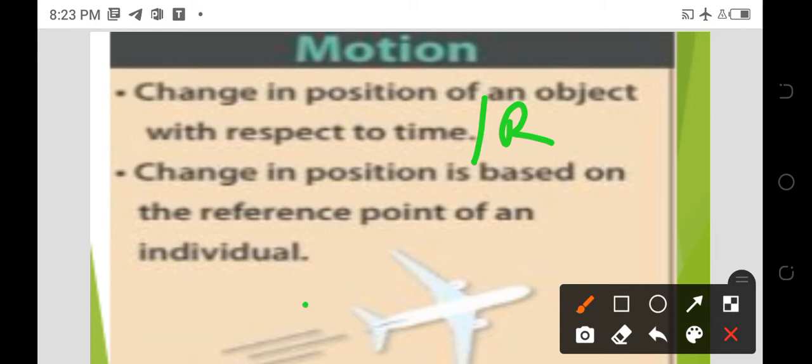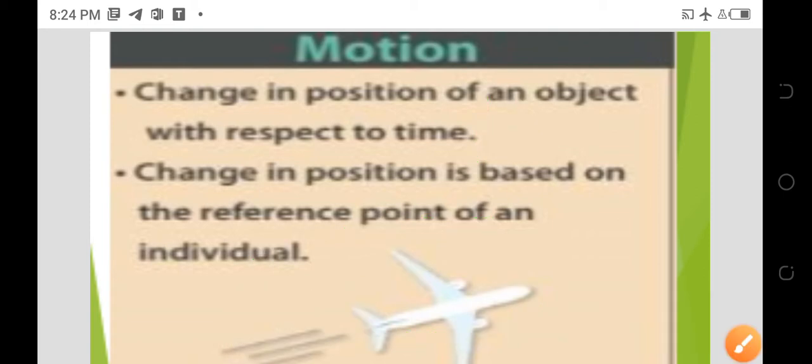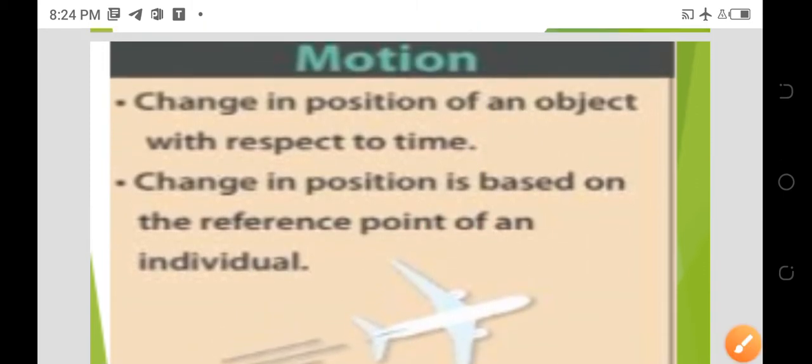For example, we are taking a plane and it was at ground state before starting. After starting, it moves into the space or atmosphere. That means there is a change in position of this object, the plane. That change will be defined as motion. So here, change in position of an object with respect to time or reference system is known as motion.